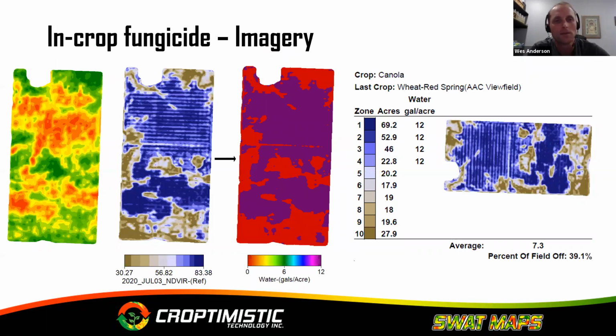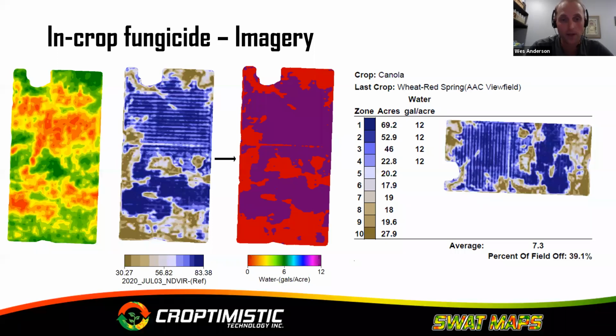Switching gears a little bit to some in-crop, here's where we actually look at using current imagery. In this example, we've used NDVI, very commonly available, very cheap, easy to access now at fairly high resolution, 10-meter resolution. I've got the SWAT map for this particular field, which is in northwestern Alberta. Very wet season this past year, a lot of flooded out crop. You can see the NDVI image is quite highly correlated to the SWAT map, because in this case, all those lower zones, primarily zones 6 through 10, essentially flooded out, and this was canola.